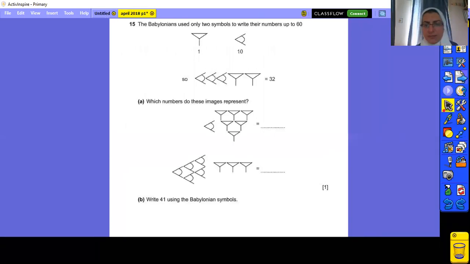Right. This question is really easy. I'm going even to skip it. You're going only to draw. He's giving you a key that this shape means 1, this shape means 10, and then you have to write the number. So can you just quickly tell me what's the answer of A? What's the answer of A?